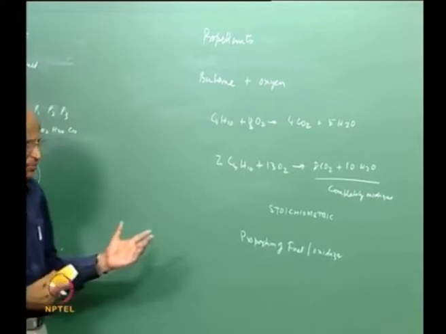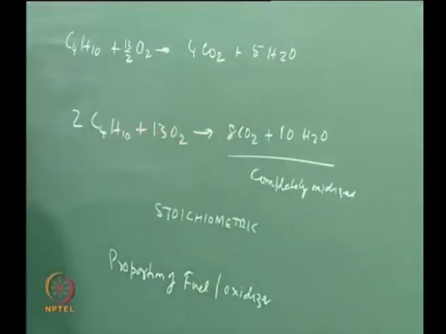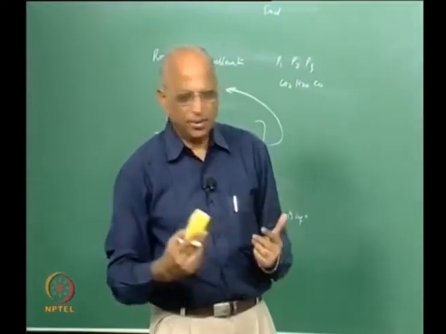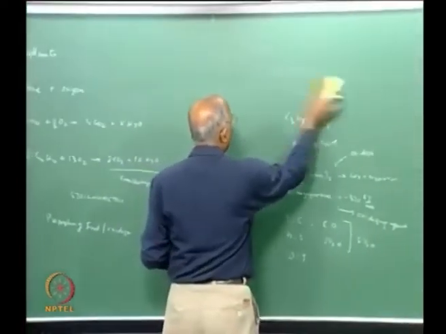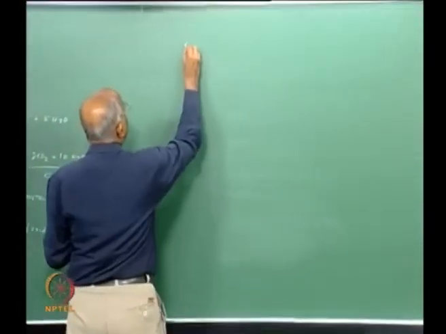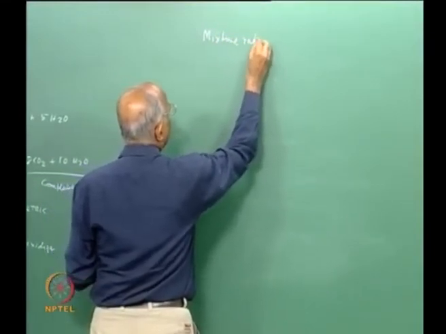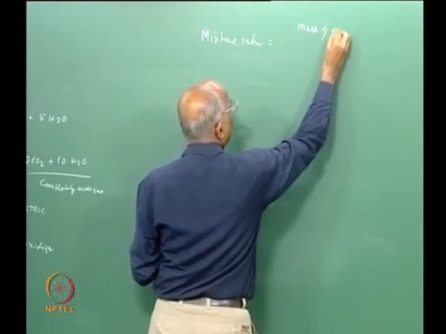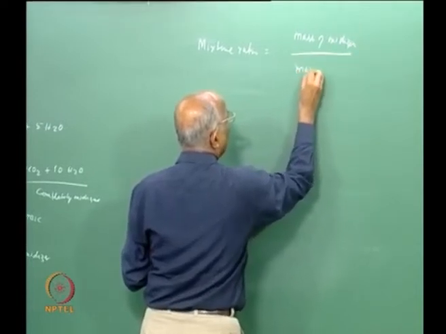When we studied the subject of combustion, we talked in terms of equivalence ratio, fuel air ratio, and we said equivalence ratio is fuel air divided by fuel air at stoichiometry. But in rocket parlance, or the terminology used in rockets, we use the word mixture ratio. And mixture ratio is defined as mass of oxygen, or mass of oxidizer, divided by mass of fuel in a chemical reaction.